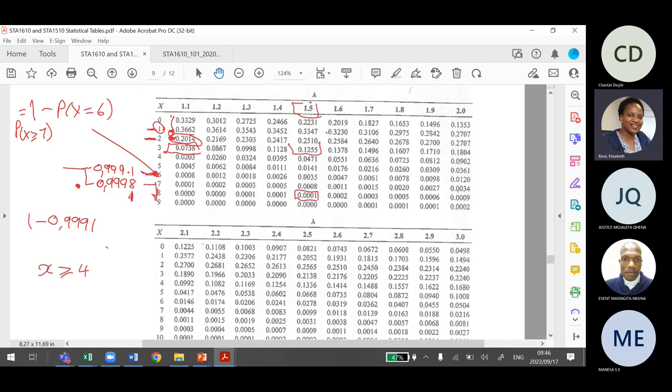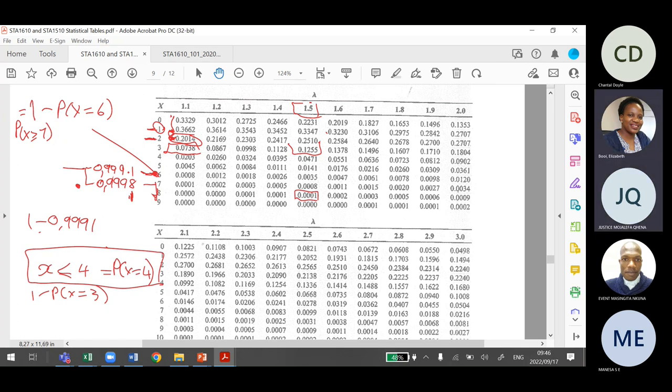For example, you will do the same thing as this. If x is greater than or equal to 4, then you will say 1 minus the value where x is equal to 3. So you will always take the one above. But if your question is at most, less than or equal to 4, then it will just be the probability of x equal to 4. Because your table is already cumulative, you just take the value you see on 4.